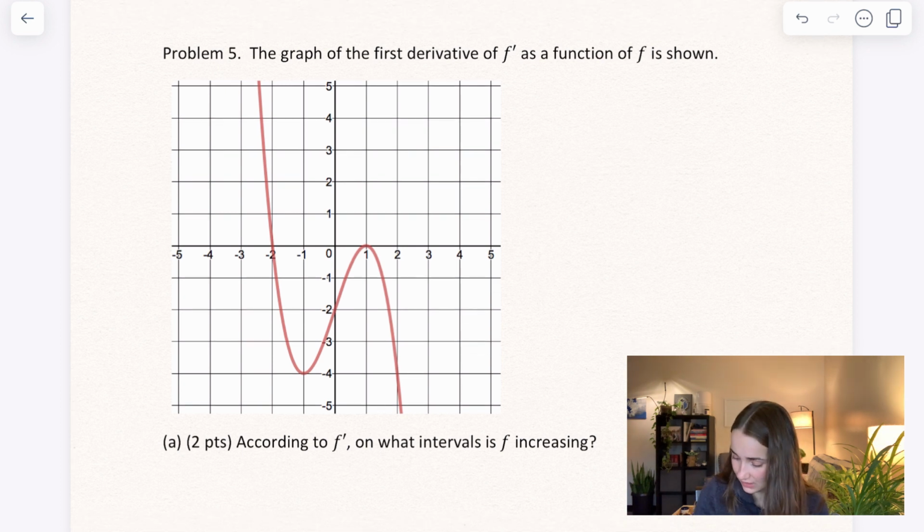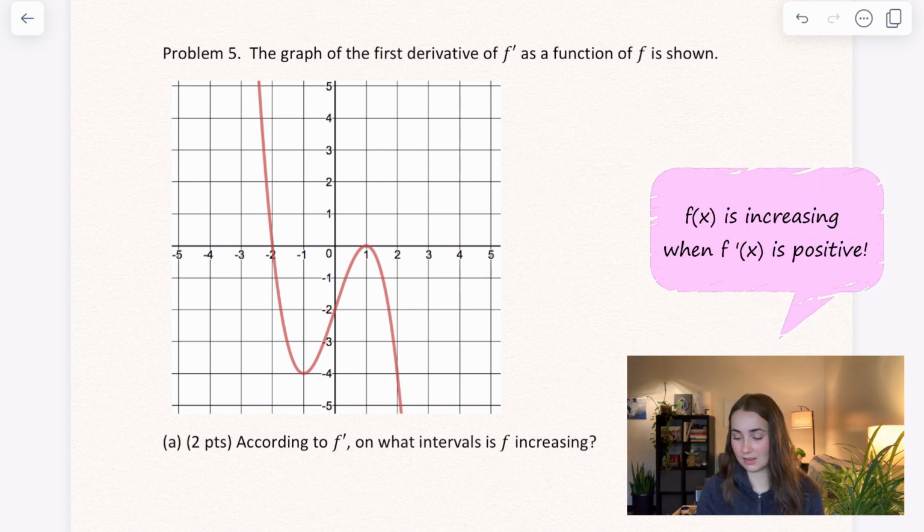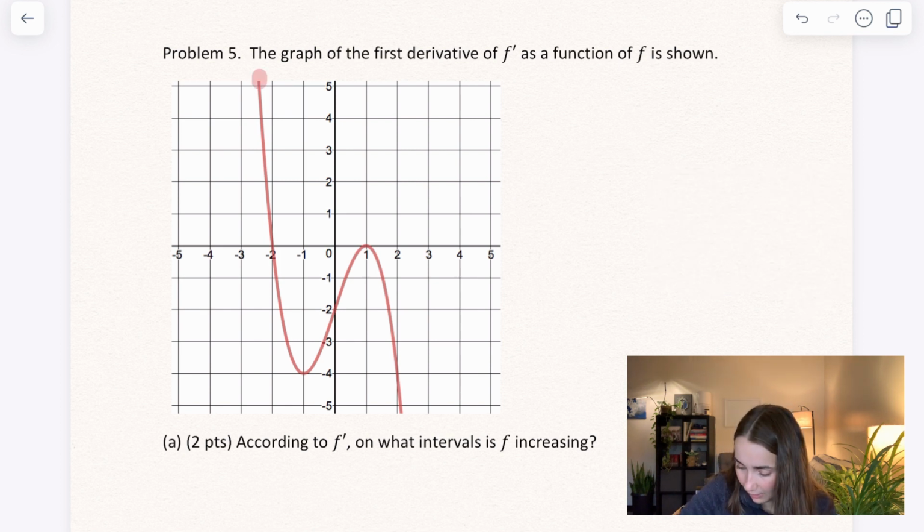that f is increasing. So since this is the first derivative test, we need to pay attention to where it's positive or negative. When it's increasing, that's where our first derivative is greater than 0. So I'm going to look for where our function is above the x-axis. So this is going to be from negative infinity all the way to negative 2. And then our function's never above the x-axis again, which tells us this is the only interval that it's increasing.